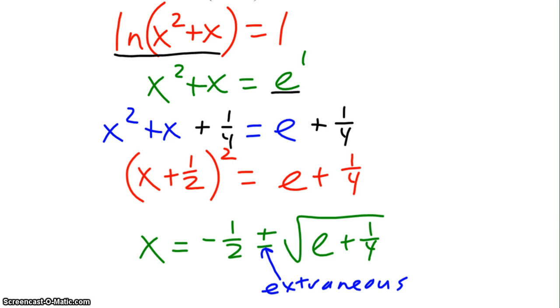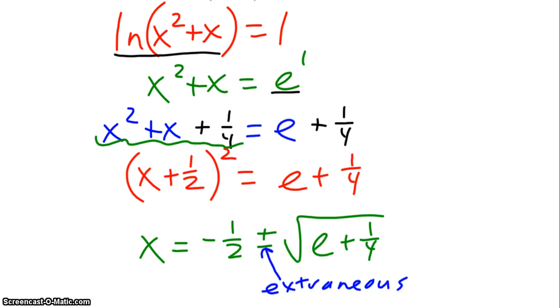However, I'm completing the square. So what I did was I added 1/4 to both sides of the equation, because that is half of 1 squared. So my middle term is 1, half of that is 1/2, 1/2 squared is 1/4. Add that to both sides. Then the left-hand side of the equation factors into (x plus 1/2) quantity squared. The right-hand side stays e plus 1/4.